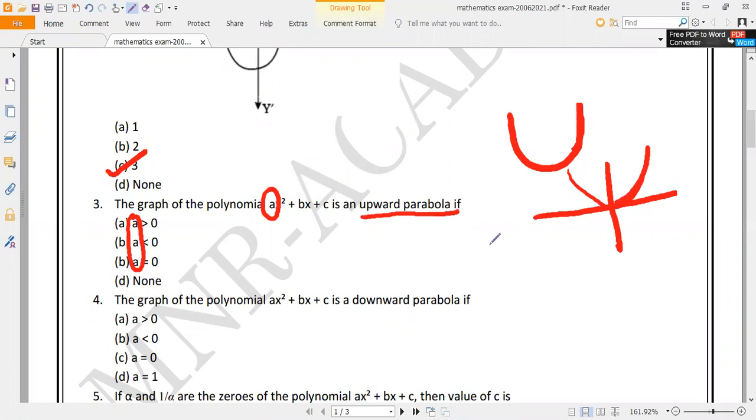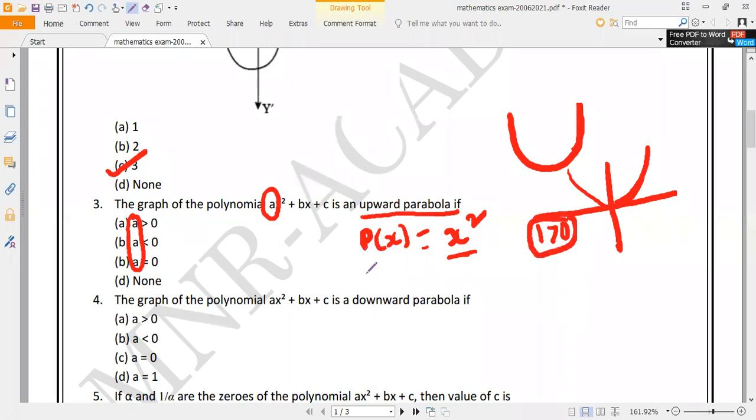Suppose we take any example. P of x equal to, you take simply x square. Okay, in this case what is the a value? One. Correct? It is greater than 0. It is positive. Do you understand?